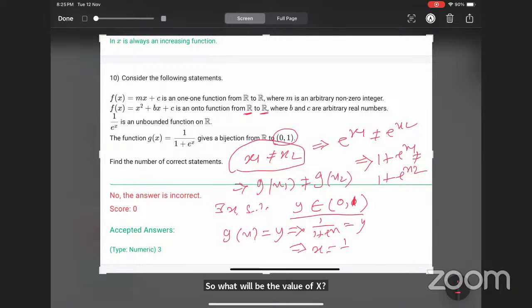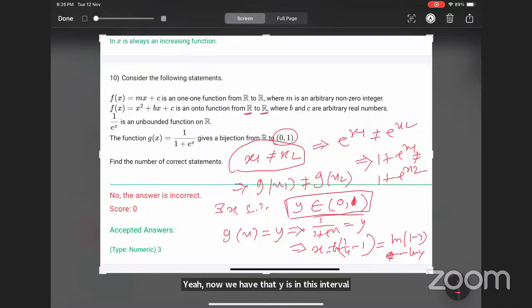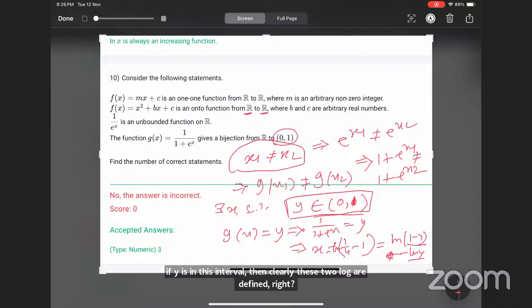x equals log of (1 by y minus 1), right? And we can simply write it as log of (1 minus y) minus log of y, right? Now we have that y is in this interval 0 to 1. So if y is in this interval, then clearly these two logs are defined, right? Hence the x point is defined. Hence we can define the pre-image for any point in the codomain.